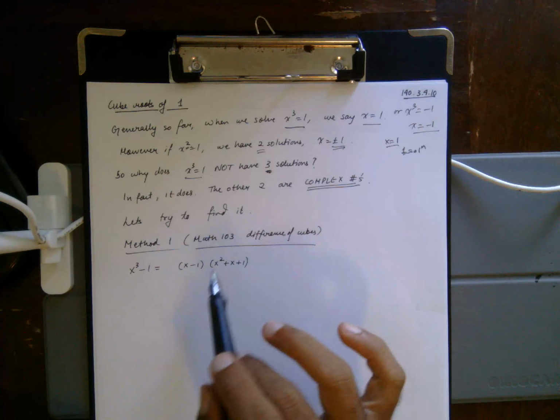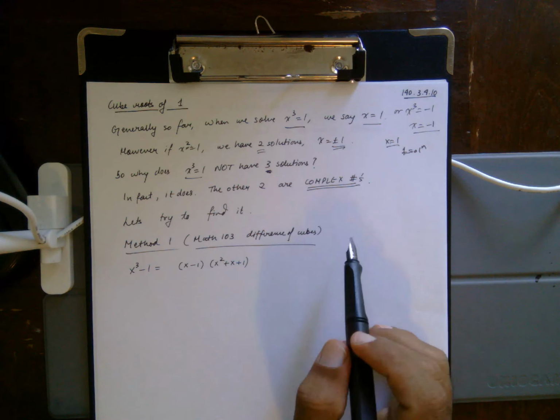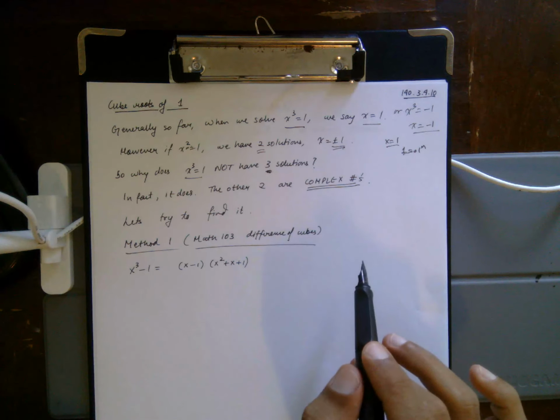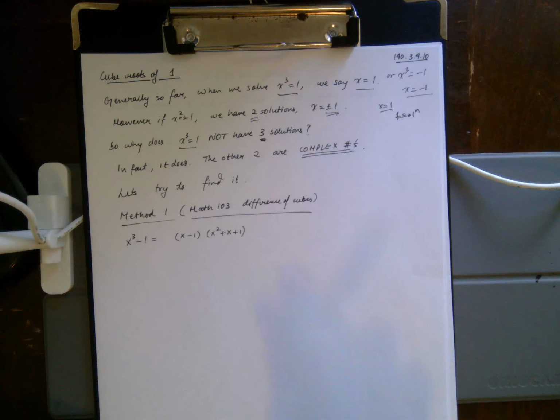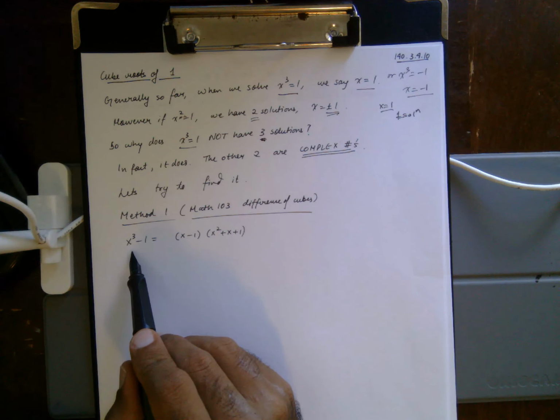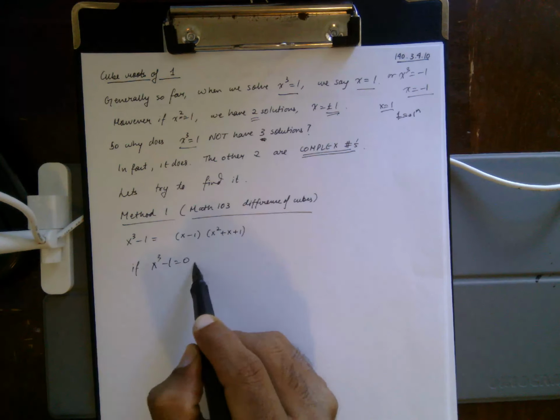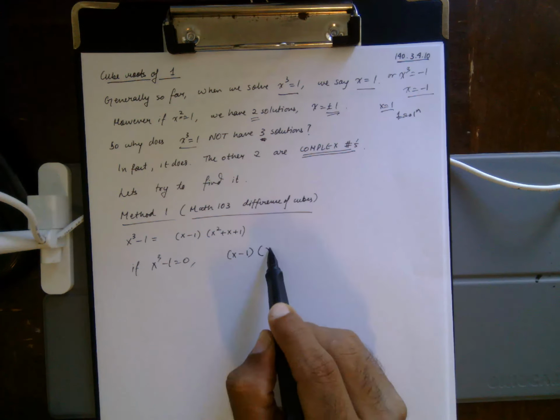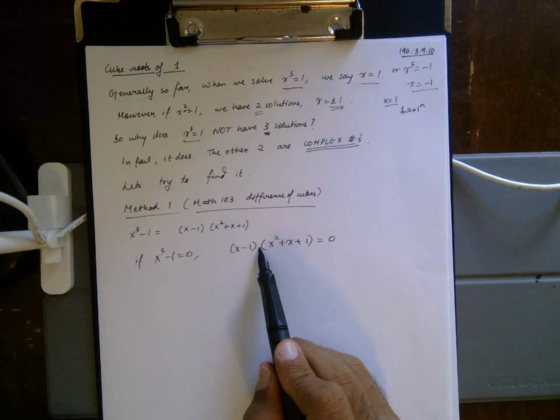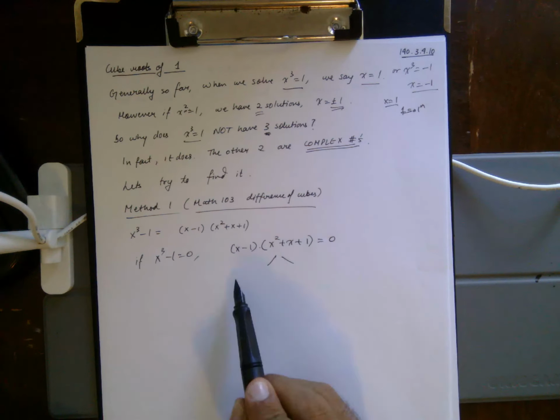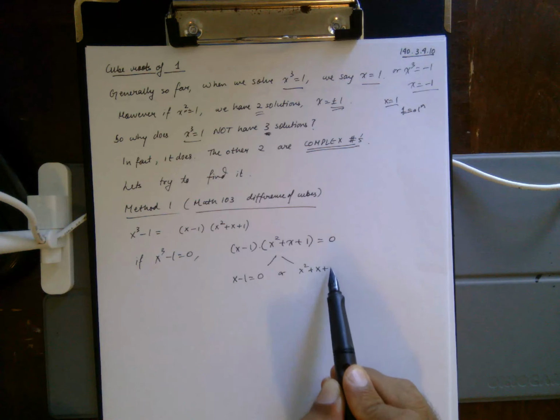In this video, I'm going to use method 1, which I'm calling the Math 103 difference of cubes method. And then in the next video, we'll use a different method to solve it. So remember, difference of cubes factors this way. So if x cubed minus 1 is 0, then I have x minus 1 times x squared plus x plus 1 is 0. So these are a product of 2 things. So either x minus 1 is 0 or x squared plus x plus 1 is 0.